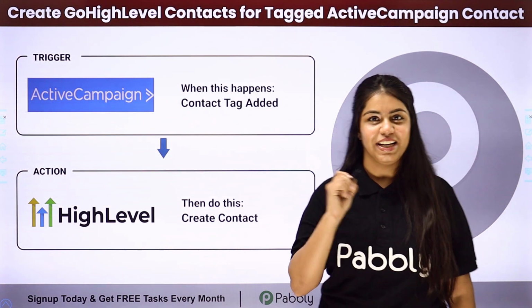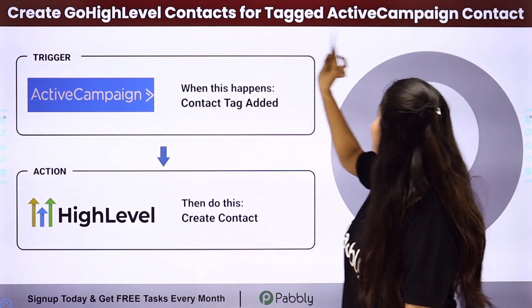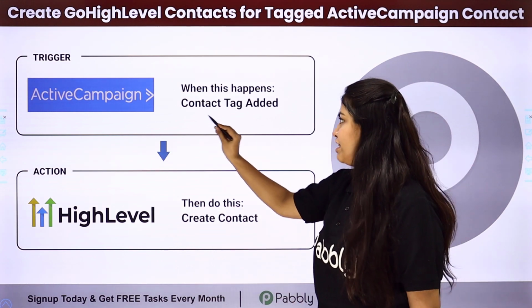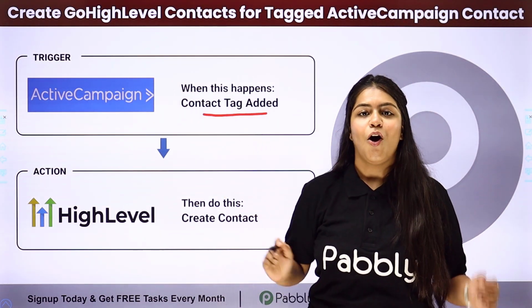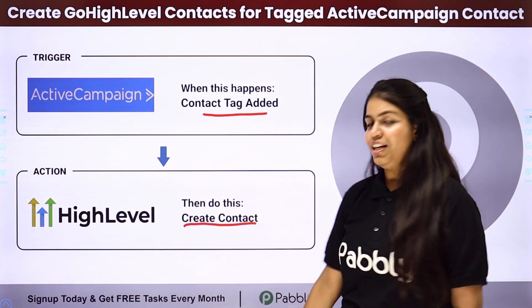The title of our today's video is How to Create GoHighLevel Contacts for Tagged ActiveCampaign Contact. So I want that whenever I tag a new contact in my ActiveCampaign account, automatically the details of that contact should be added to my GoHighLevel also.